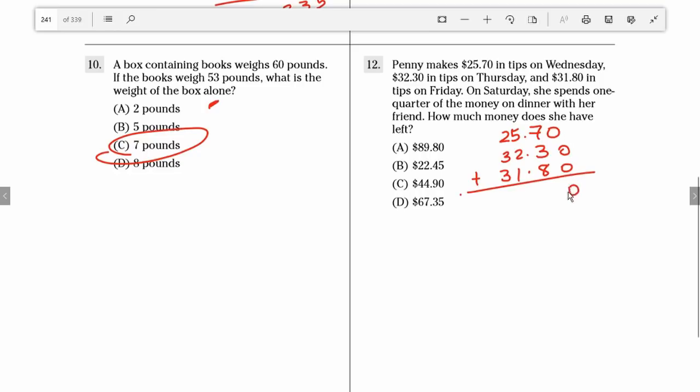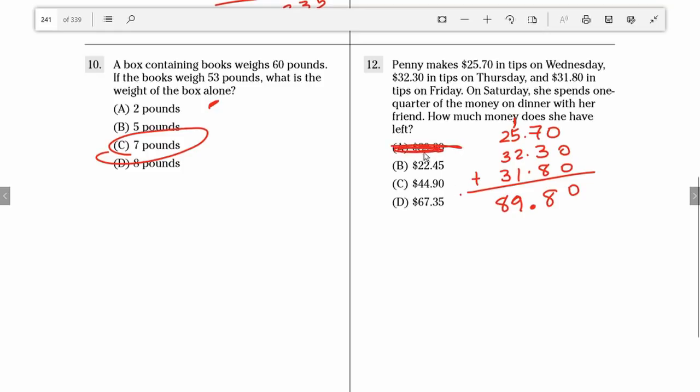0 plus 0 plus 0 is 0. 7 plus 3 is 10, plus 8 is 18. Drop down our decimal, carry our 1. 5 plus 2 is 7, plus 1 is 8, plus 1 is 9. 3 plus 3 is 6, plus 2 is 8. So we know she earned $89.80 from tips alone.